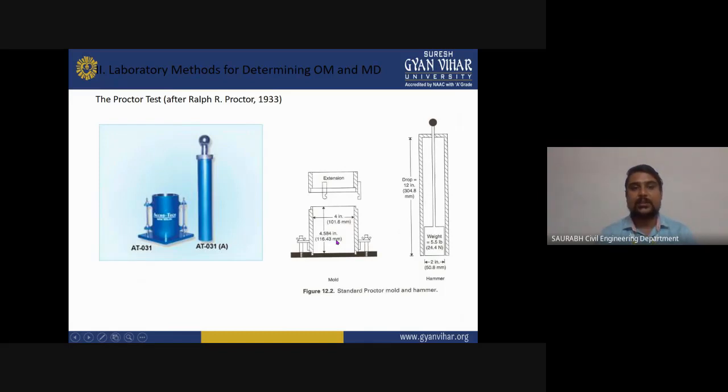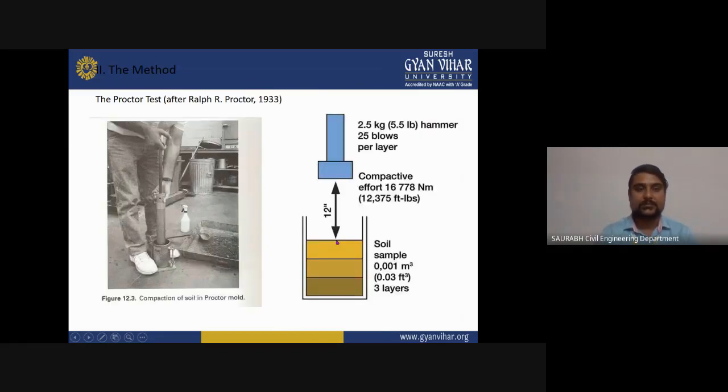Here, as you can see, is the laboratory method of determining optimum moisture content and maximum dry density. This is the image of the mold, the standard Proctor mold with the hammer. And here is the method which was invented by R. Proctor in 1933, where your soil layer is divided into 3 parts, and we use a 2.5 kg hammer, and for each layer we give 25 blows of the hammer.